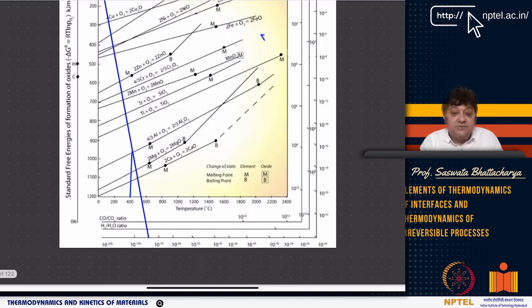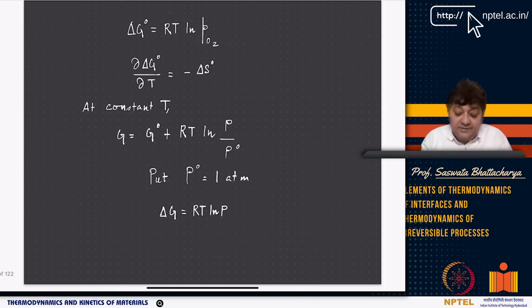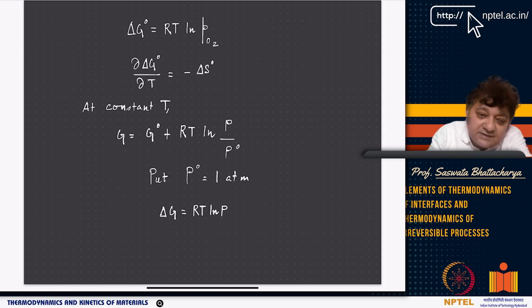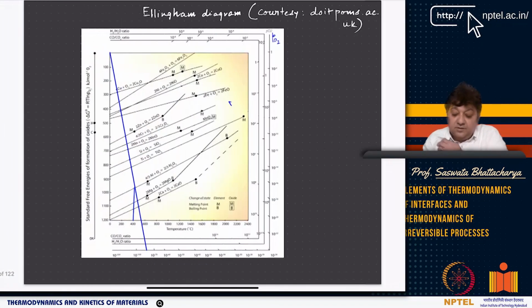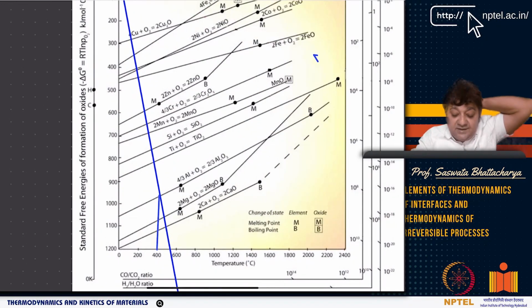Now, if that is so, inherently if it is negative, then delta G naught is basically minus RT ln Kp. Kp is 1 by PO2. So delta G naught equals RT ln PO2, right? And if you can see here, the more negative the standard free energy, the more stable the oxide.